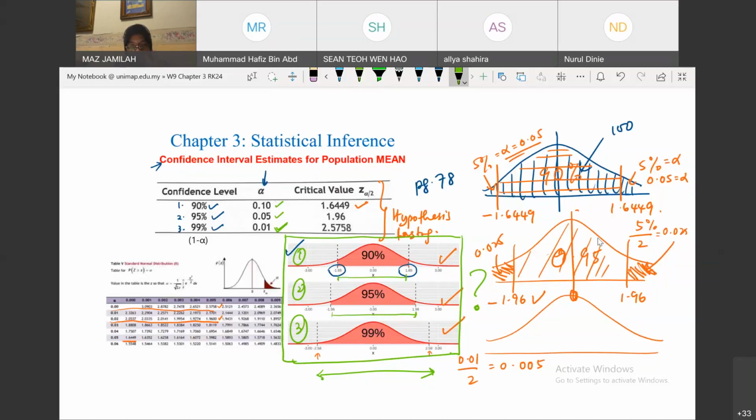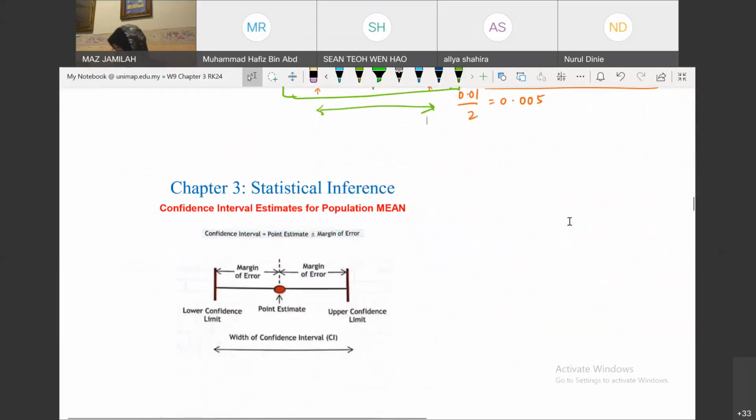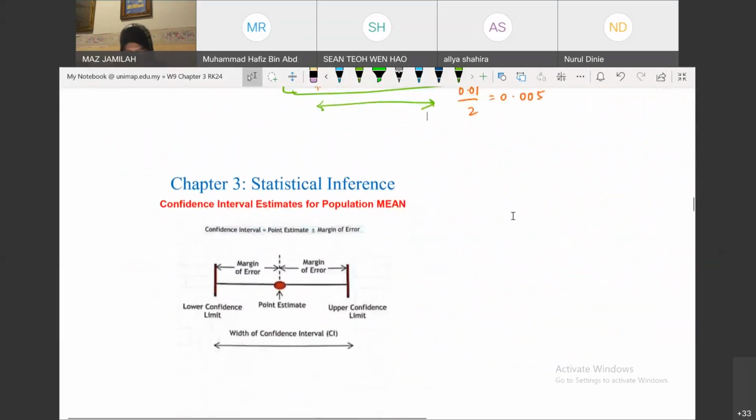So this concept will sometimes be asked in the assessment. It will not require any calculation, but you need to understand: if I decrease the alpha value, what happens to my CI? That is what we call a concept question. So please understand that. Now let's move on because we have more things to cover.